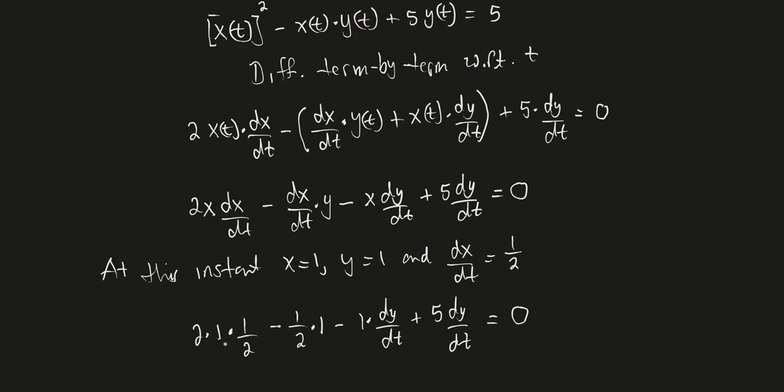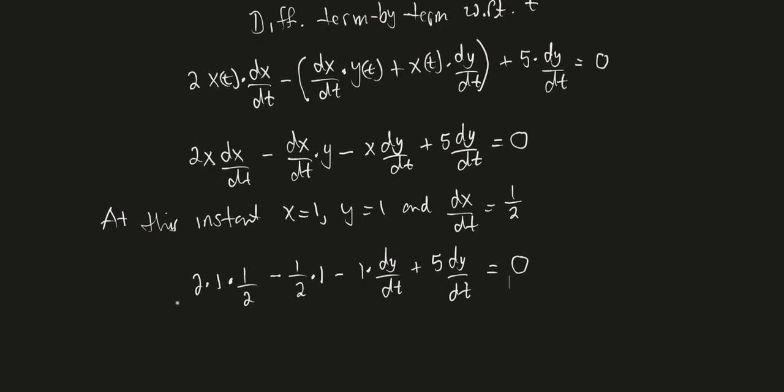So now if I can solve this equation for dy dt, right, then I'll have my missing rate of change. So let's see what we have here. This is 1, and then this is minus 1/2. Now I have a negative 1 dy dt plus 5 dy dt. Probably the easiest way to think of it is to factor out a dy dt.